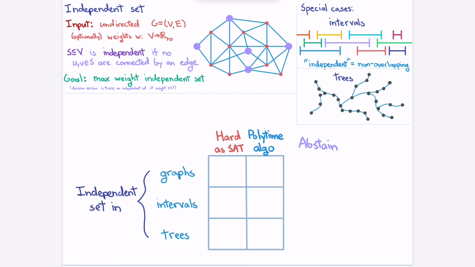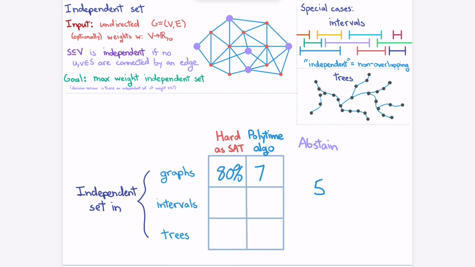All right, who's not voting? All right, let's start with graphs. Who thinks it's going to turn out to be hard? Oh, lots of people. Okay. And who thinks we can come up with an algorithm? Not bad.